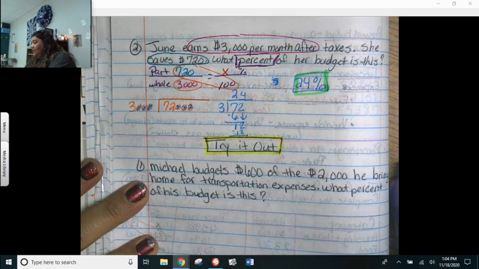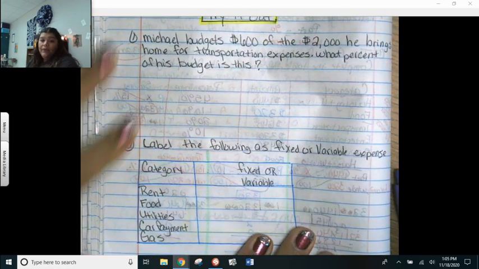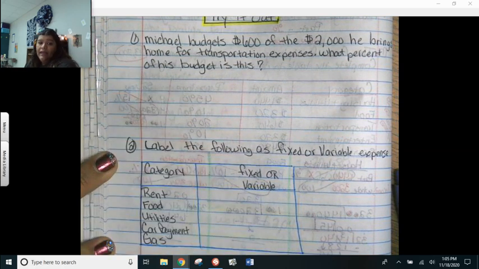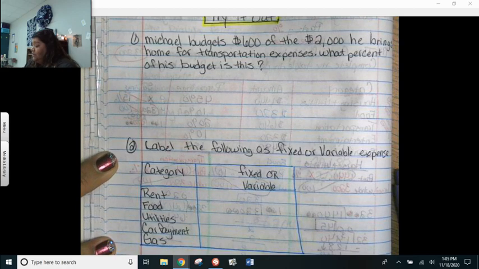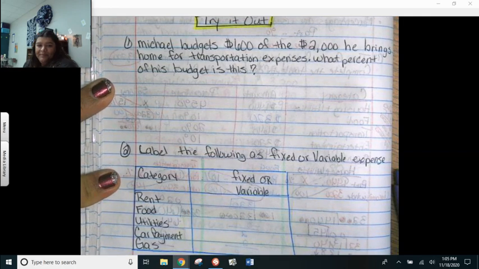Okay, now time for you to try it out. So let me move this up so you can see it both. There we go. So you have this one and this one. Go ahead, and on this one, you're just telling me if it's fixed or variable. This one you're going to solve. Go ahead and press pause, and then come back.